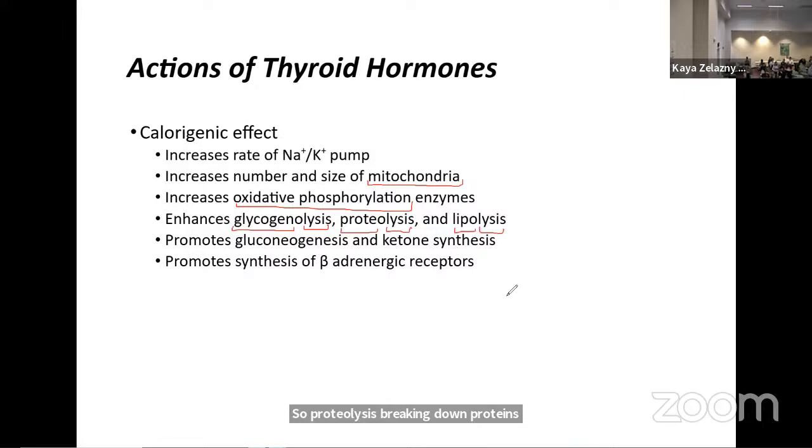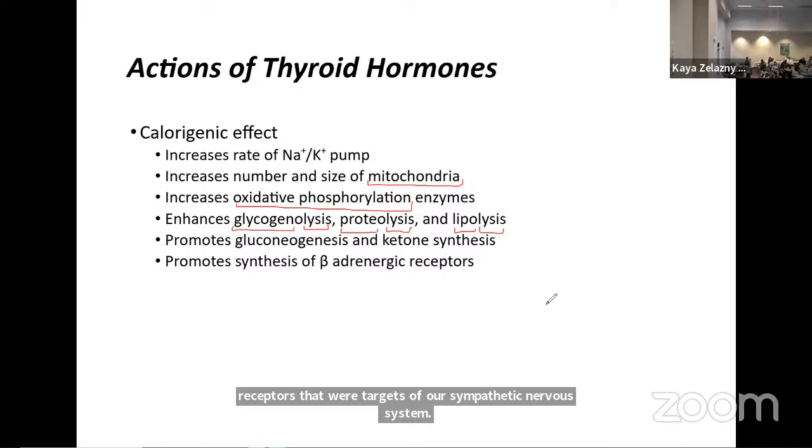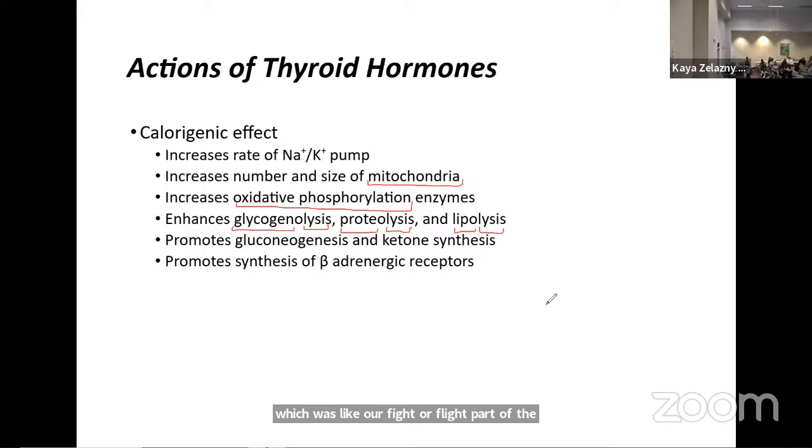So breaking these things down generally means that we're breaking them down to make energy. We're also going to make some new glucose, right? So some new glucose as well as some ketones. And we're going to be making some beta adrenergic receptors. So we're making some of these receptors that were targets of our sympathetic nervous system, which is like our fight or flight part of the nervous system, our kind of energy and movement related part of our autonomic nervous system. That's our calorogenic effect here with the thyroid hormones.